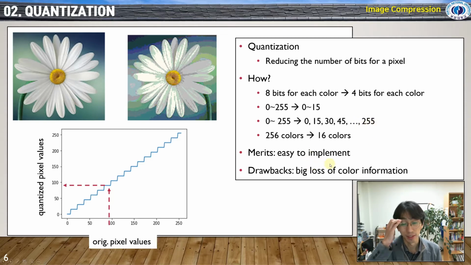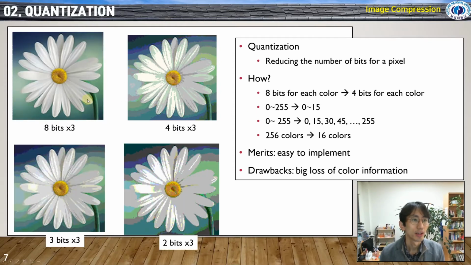And this method has a big drawback, demerits. This is the result of the quantization. The left upper image is the original image, and when we reduce the number of bits to 4 for each channel, the image is going to be like this.